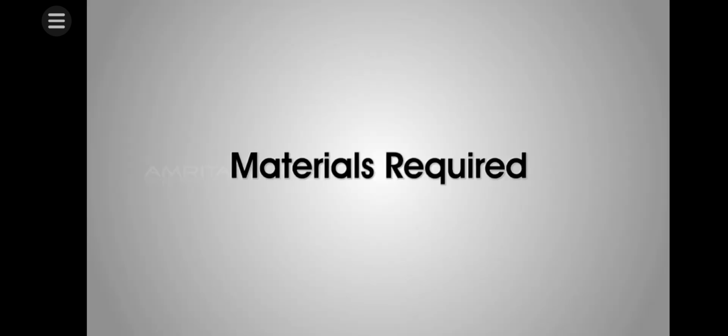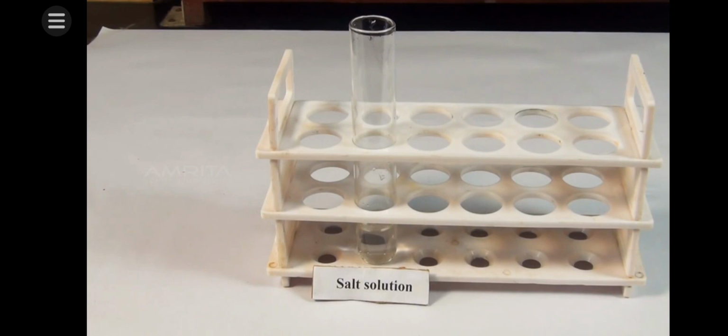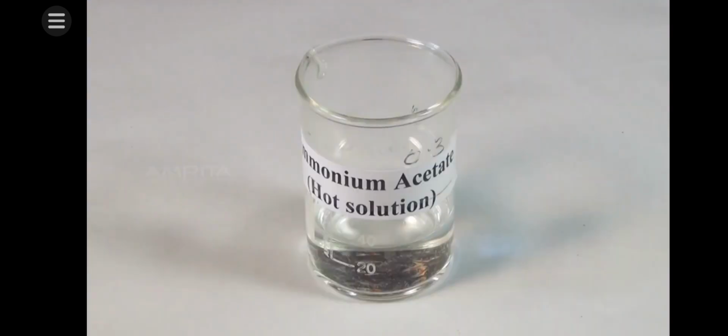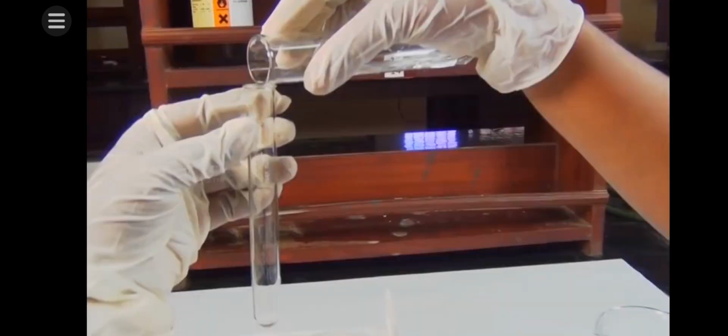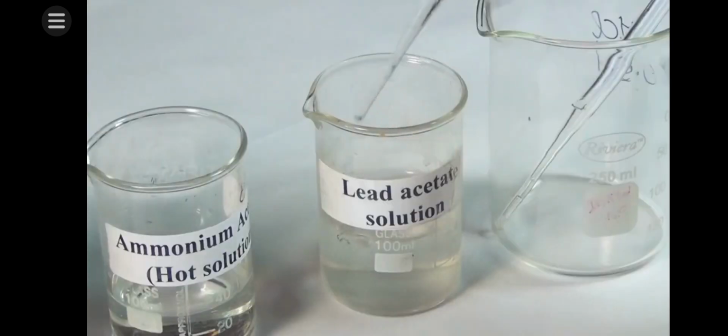Lead acetate test. Materials required: aqueous solution of the salt, lead acetate solution, hot ammonium acetate solution, test tube and droppers. Procedure: take a small portion of aqueous solution of the salt in the test tube. To this, add lead acetate solution using a dropper.